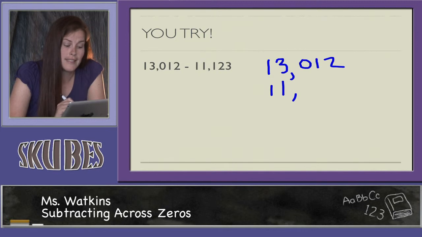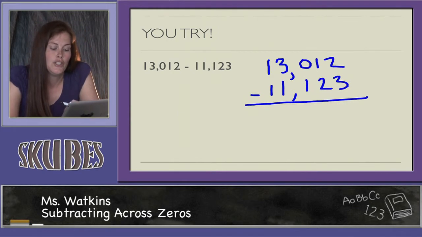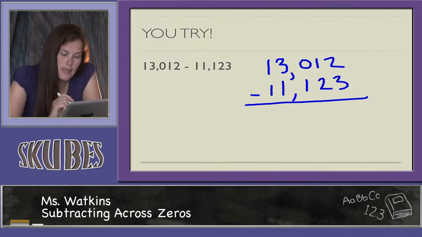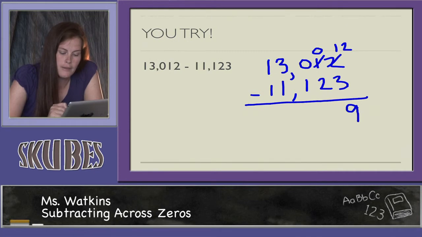11,000 minus 11,123. Okay, I can't do 2 minus 3, so this requires me to borrow. Come over to my tens place. That 1 becomes a 0, and this 2 becomes 12, since I've regrouped with the 10. 12 minus 3 equals 9.